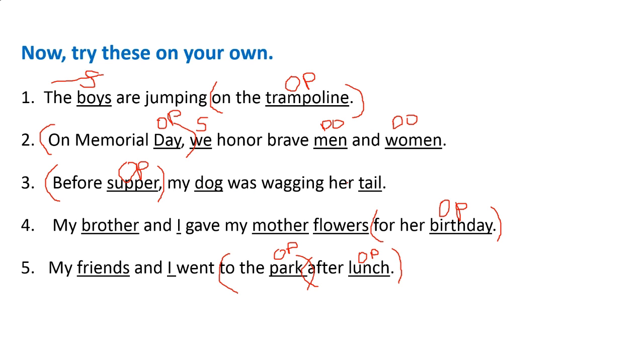Before supper, my dog was wagging her tail. The whole sentence is about my dog. What was she wagging? She was wagging her tail, so this is going to be your direct object.